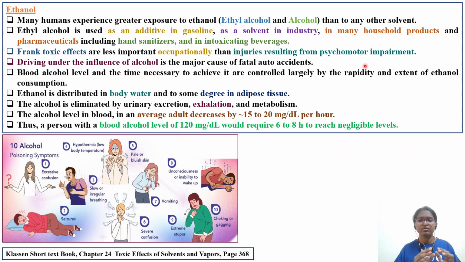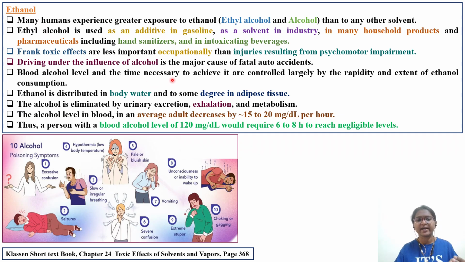Whenever any severe, irreversible type of toxicity is associated, that toxicity is categorized as frank effect level. With alcohol, moderate poisoning and excessive alcohol poisoning are there, but before alcohol reaches a higher concentration and causes irreversible adverse effects, the bigger threat is psychomotor impairment. Driving under the influence of alcohol is a major cause of fatal auto accidents. That is the reason driving after consuming alcohol is strictly restricted.